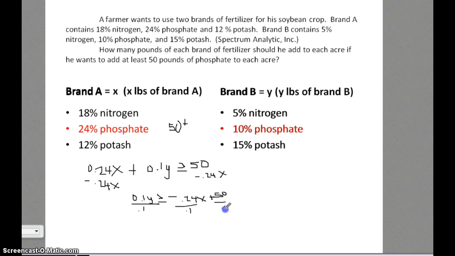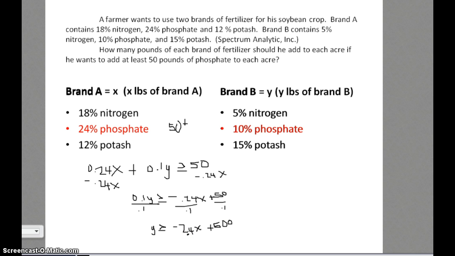So be real careful with that. And so then this gives me y. It was not a negative division, so my inequality sign stays the same, so greater than or equal to. And I did this ahead of time on my calculator, so negative 2.4x plus 500. And you're welcome to do those divisions on your calculator. So make sure my decimal shows up there.